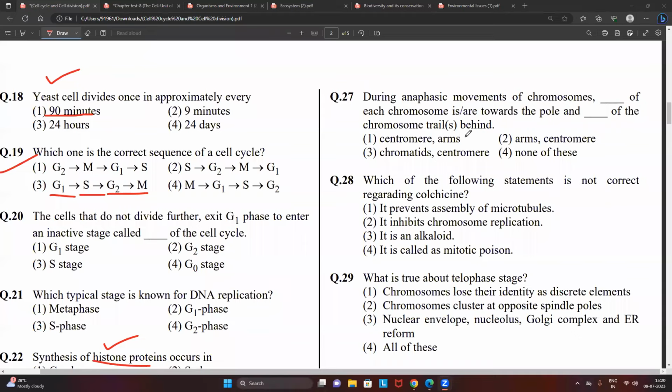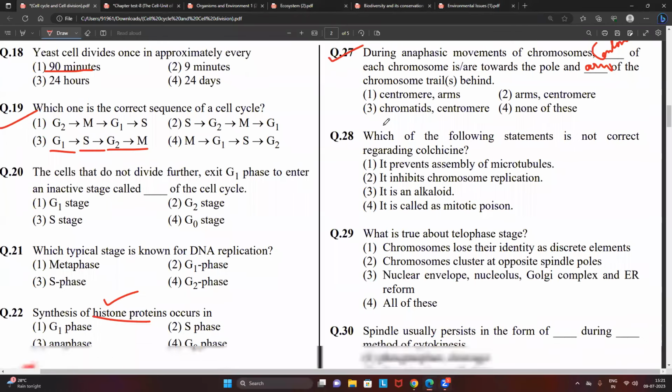Think it, friends. Take 1 minute of time. So, very fast. During anaphasic movements of the chromosomes, dash of each chromosome moves towards the pole and dash of the chromosome trails behind. Of course, friends, the centromere of each chromosome moves towards the pole and the arms of the chromosome will be behind. Very good. Question number 28.